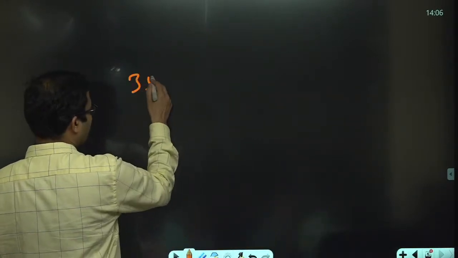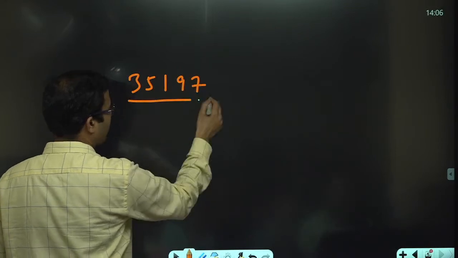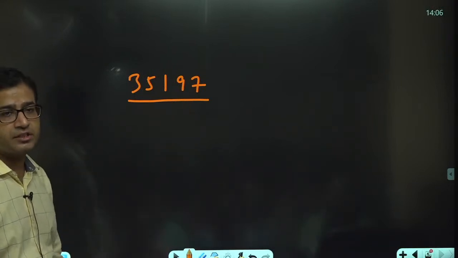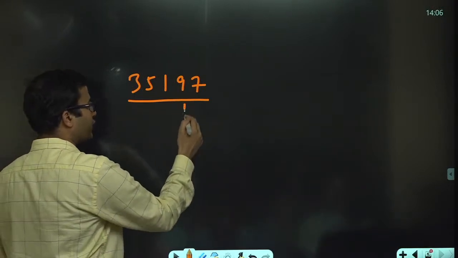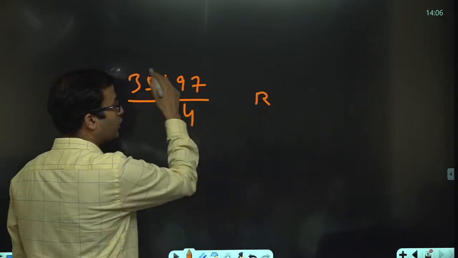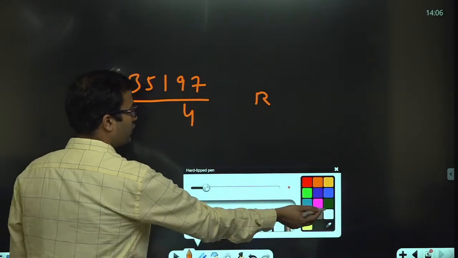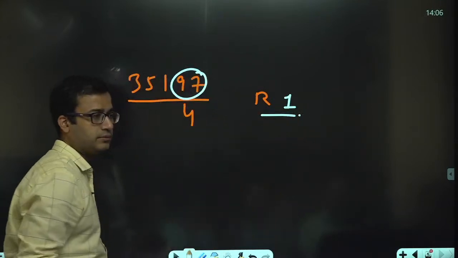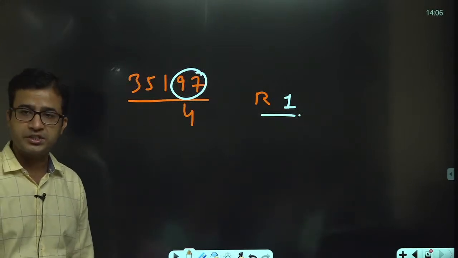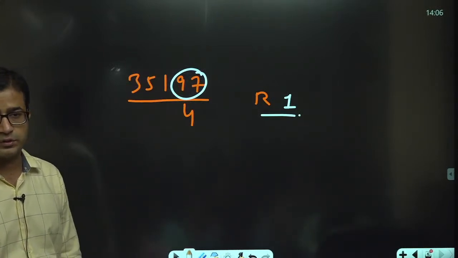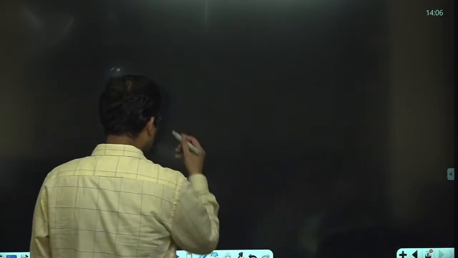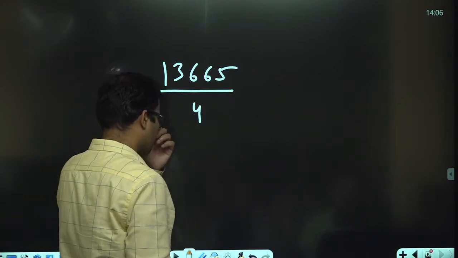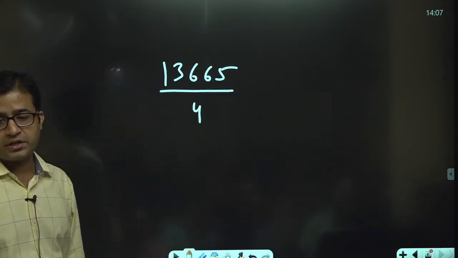Like for example, 35,197. Is it divisible by 4? No, because 97 is not divisible by 4. But if I ask what the remainder is when we divide it by 4, no need to check the complete number. We check only 97. 97 divided by 4 gives remainder 1. Either we can check if it is divisible, or if not, we can find the remainder also. Take 13,665. Just check if it is divisible by 4. If no, then what is the remainder?